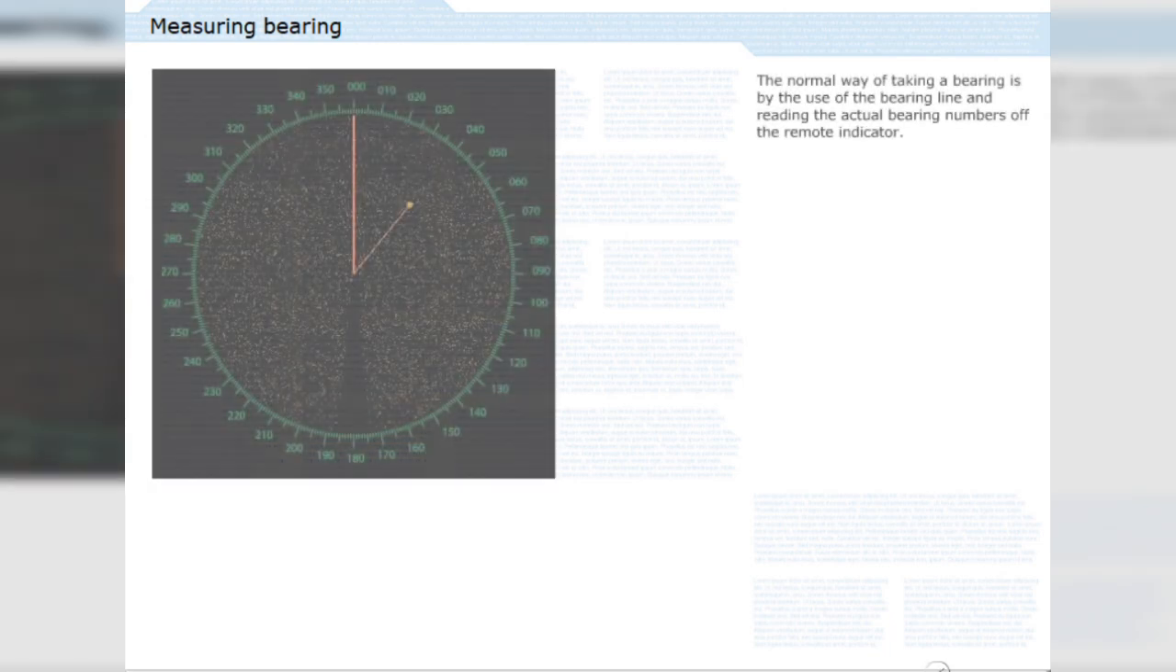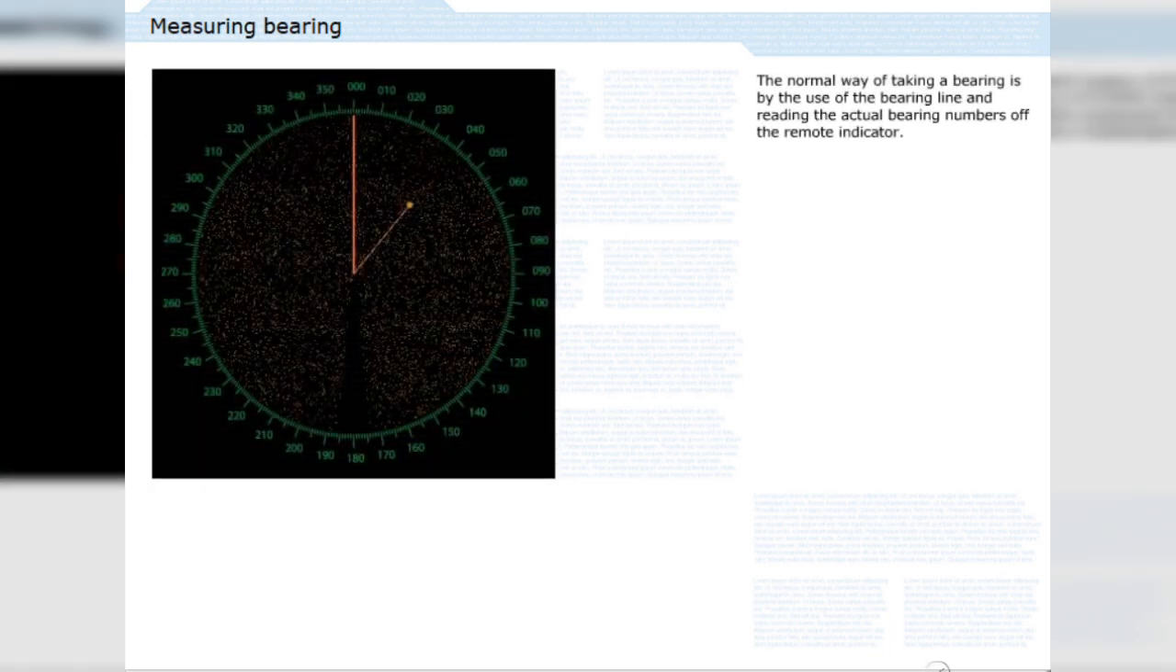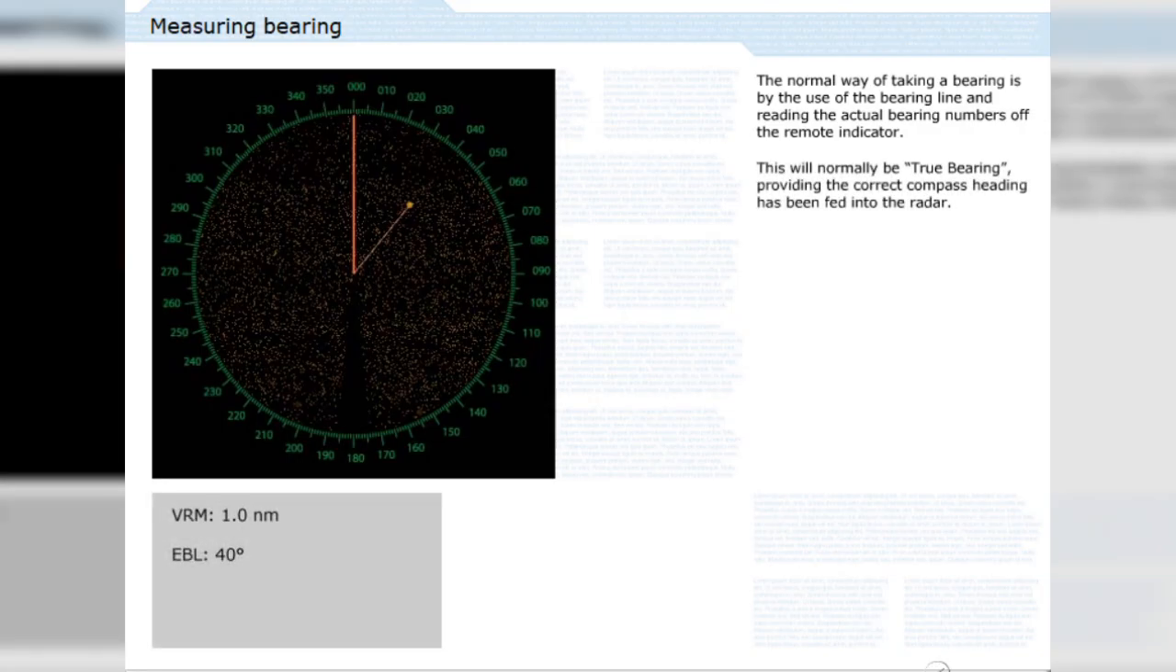The normal way of taking a bearing is by the use of the bearing line and reading the actual bearing numbers off the remote indicator. This will normally be true bearing, providing the correct compass heading has been fed into the radar. Always place the bearing line through the center of the spot on the screen.